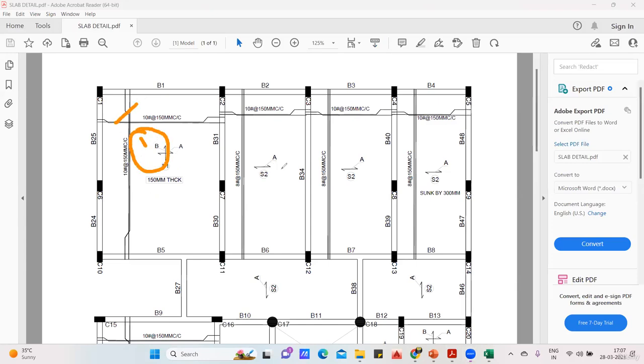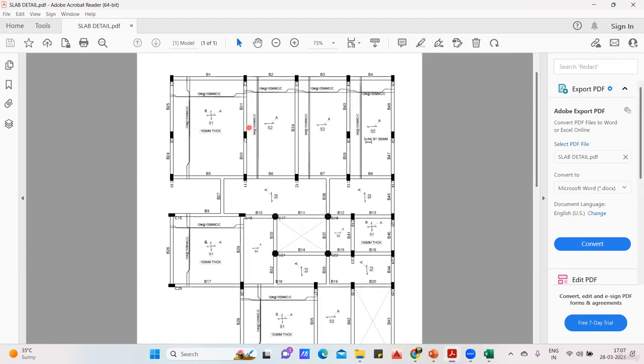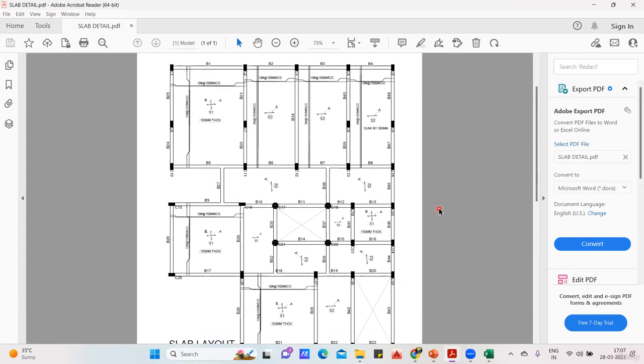I'll do the BBS for this slab separately. In this way, for each slab I have, I'll do the BBS separately, and I'll get the total steel consumption that is required in this particular building. Got it? Great. So try to practice up to here.